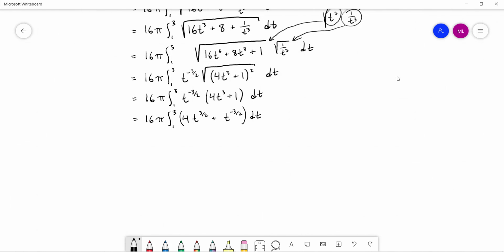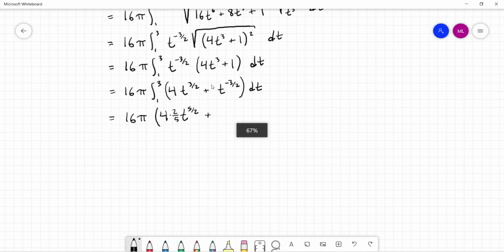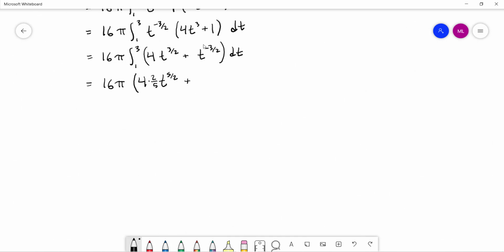So I'm going to break that up into our two separate integrals. We can actually do this integration now. I'm going to get my 16 pi, the integral of 4t to the 3/2. The power will go up to 5/2, and I'll need a 2/5 to cancel that. So I'll have 4 times 2/5 t to the 5/2. And then to that, I'm adding, same thing, integrating this one, the power will go up. It'll become t to the negative 1/2, but to account for that, I'll need a factor of -2. We're evaluating between 1 and 3.